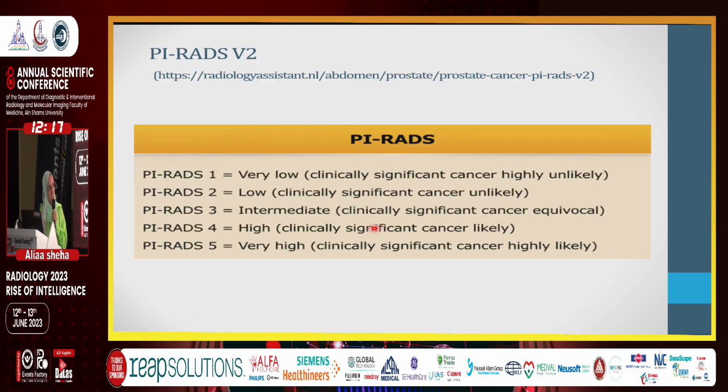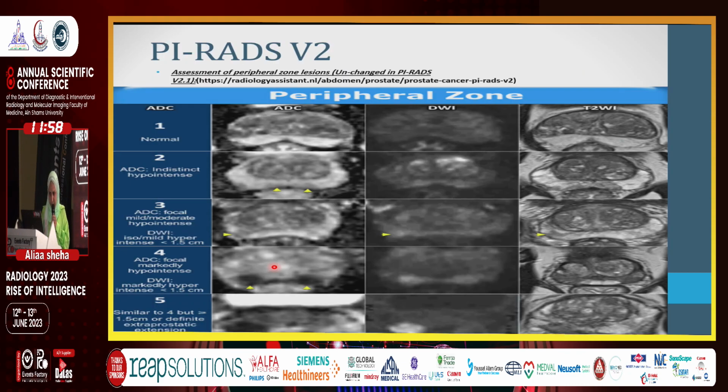In PIRADS reporting of the prostate, PIRADS 1 is very low incidence of clinically significant prostate cancer. PIRADS 2 has low incidence. PIRADS 3 is intermediate probability of prostate cancer. PIRADS 4 and 5 are high and very high probability.